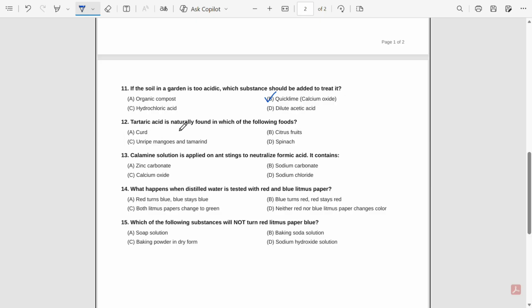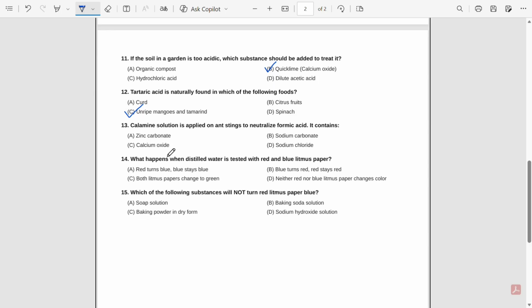Tartaric acid is naturally found in which of the following foods? In our first class, the basic introduction, we have discussed the types of acids and sources of acids. See, in curd we have lactic acid. In citrus fruits, you know well, we have citric acid, oranges also like that. This tartaric acid is present in unripe mangoes, tamarind, and also grapes. Here we have to put the answer: unripe mangoes and tamarind.